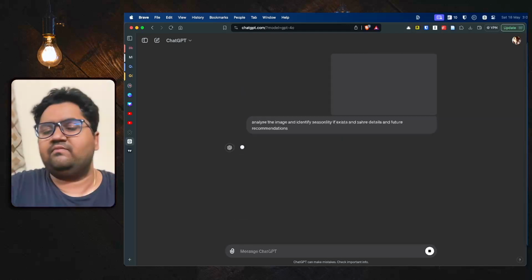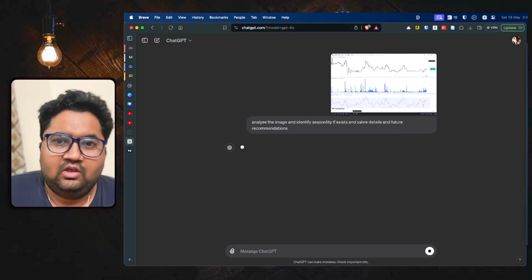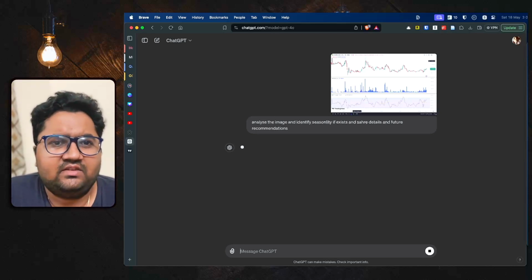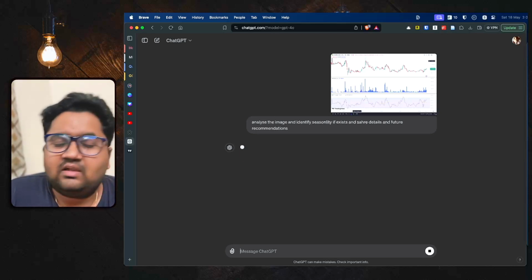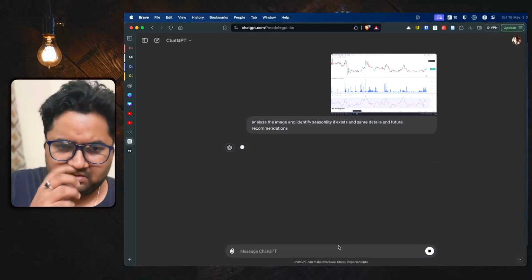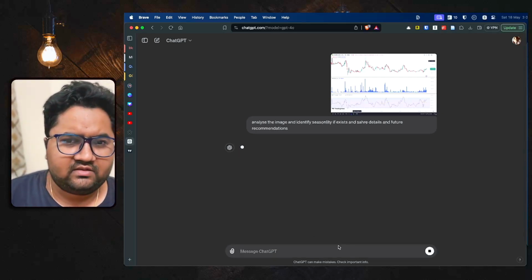recommendations. So I have basically asked what I would ask an analyst: here's a chart, look for it. And I know that there's a seasonality with this stock, summer and winter seasonality. Let's see what's happening here. I'll just click regenerate.